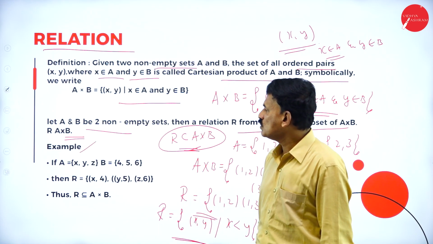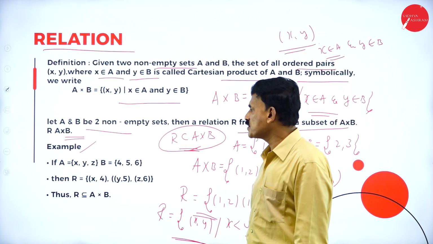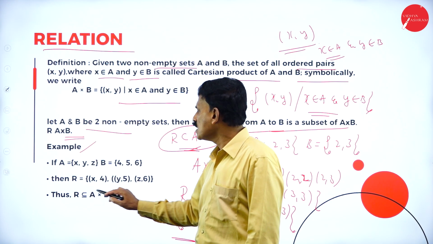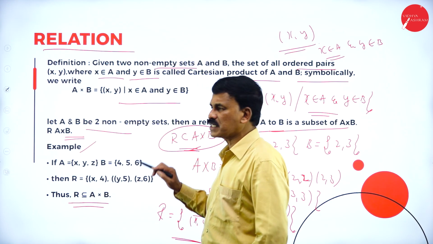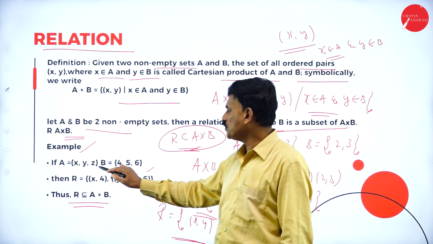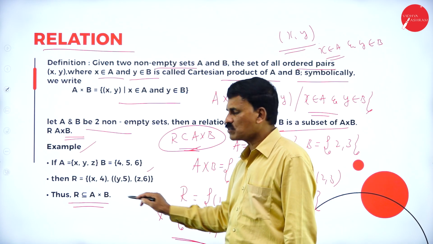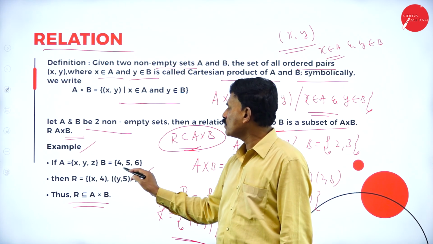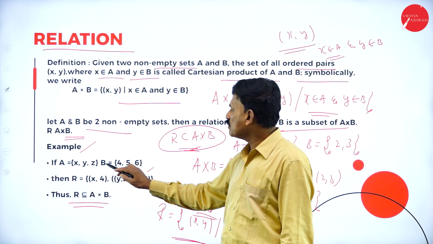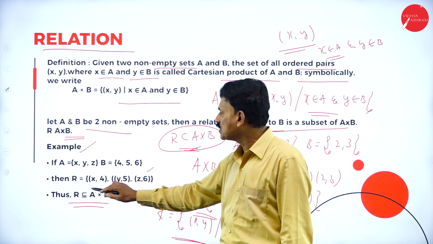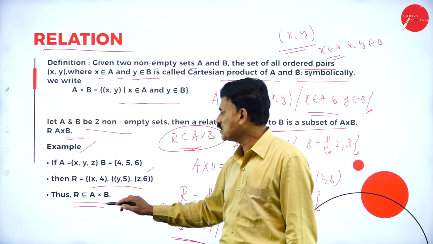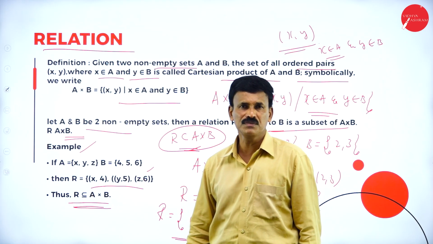If A is equal to {x, y, z} and B is equal to {4, 5, 6}, then R is equal to {(x, 4), (y, 5), (z, 6)}. Thus this R is a subset of A cross B, so we can say that R is a relation. A cross B contains all the elements of this form: (x, 4), (x, 5), (x, 6), (y, 4), (y, 5), (y, 6), (z, 4), (z, 5) and (z, 6). In that, (x, 4), (y, 5) and (z, 6) is a subset of A cross B. Therefore, this R is a subset of A cross B.